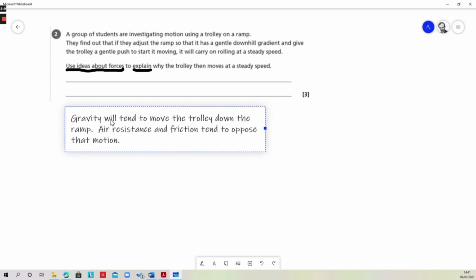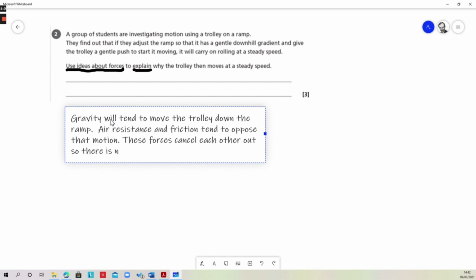What we also know is that the trolley is moving at a steady speed. A very important idea about forces is that if something is moving at a steady speed, it means that all the forces acting upon it must balance each other out. The forces cancel each other out, so there is no resultant force. So we can say that these forces cancel each other out, so there is no resultant force and no acceleration.